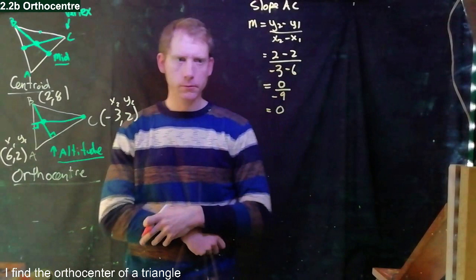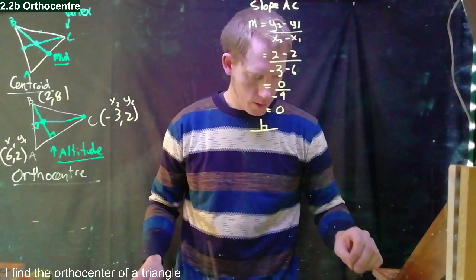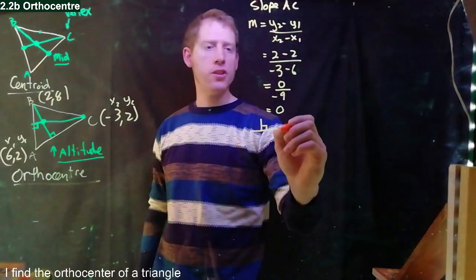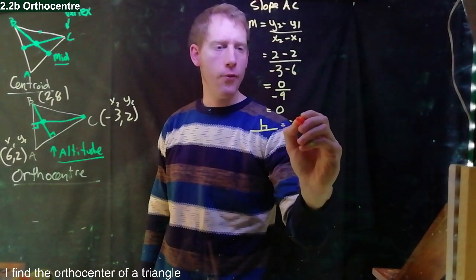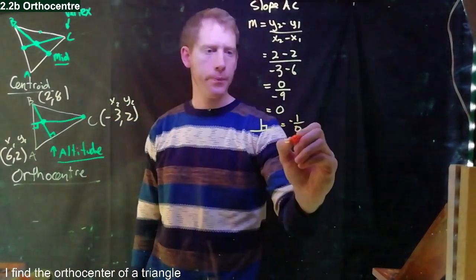Now, the perpendicular slope to that, just give me a second here. I think my internet's a little bit slow. The perpendicular slope is negative 1 over 0. What is negative 1 over 0? It's going to be 0.